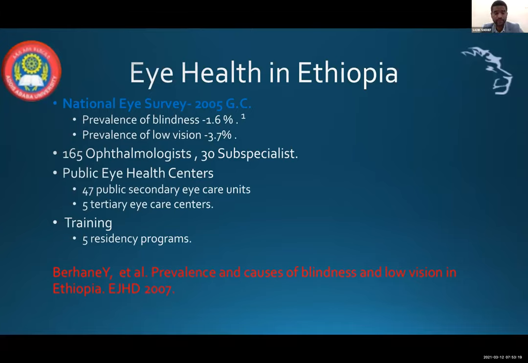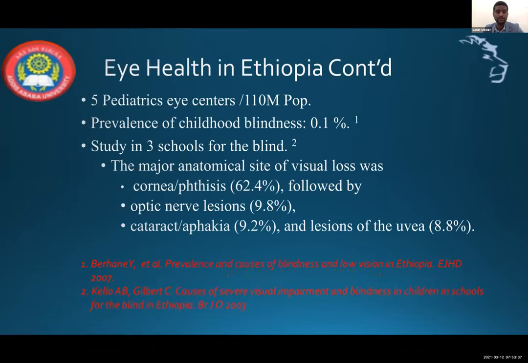For 110 million population, we have only 165 ophthalmologists and 30 subspecialists. All over the country, we have 47 public secondary eye care units and 5 tertiary eye care centers with residency programs. So we have 5 residency programs.